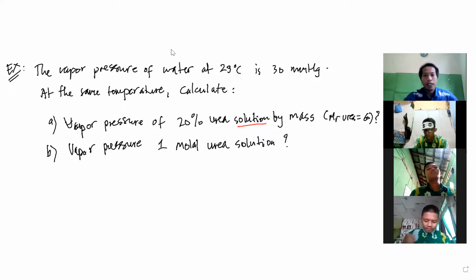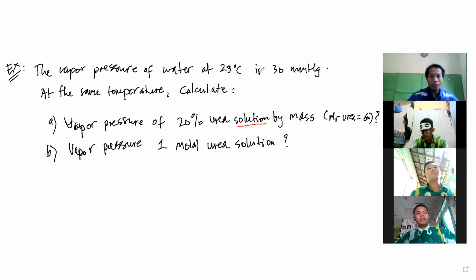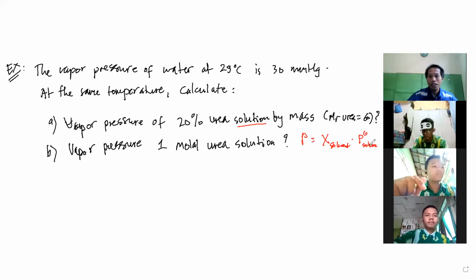Let's do it together, part B. Again, this is the equation of vapor pressure of 1 molar urea. So again, we're going to use the same formula, yeah. P is equal to X solvent times P0 solvent. So we have to find the X solvent here. Now it is given molar, so we are going to change the molar into mole fraction.